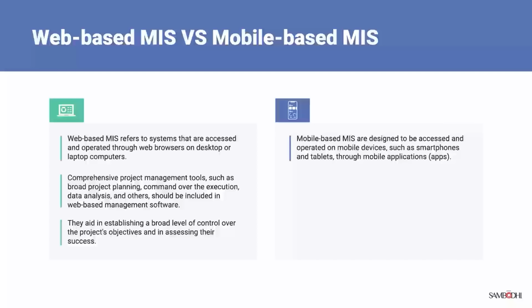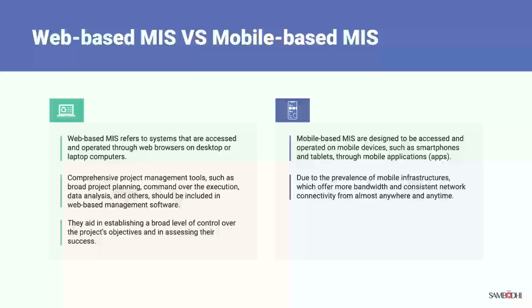In contrast to web-based MIS, we have the mobile-based MIS, which is more accessible due to the prevalence of mobile infrastructures, offering more bandwidth and consistent connectivity. End-user terminals are often wirelessly connected and easily portable in space, which are then used to access information resources and services.